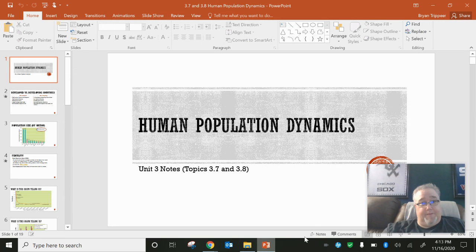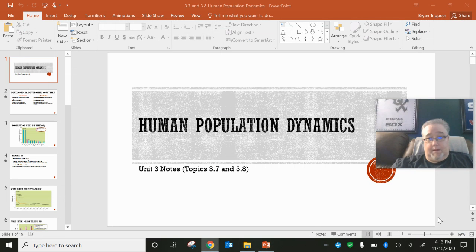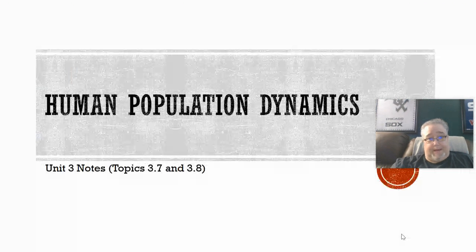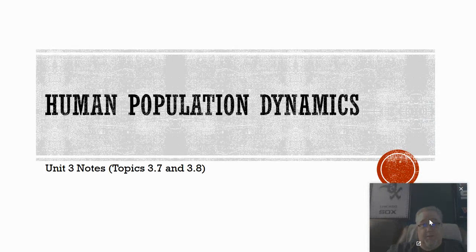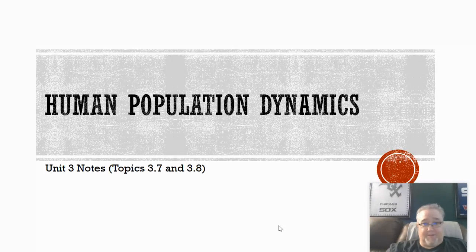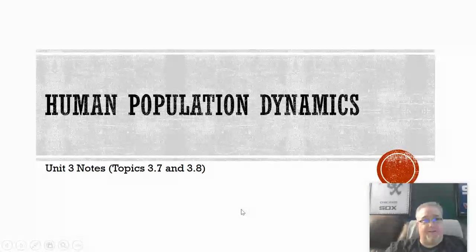All right, AP Environmental. This is Unit 3, Topics 3.7 and 3.8. I'm going to divide this into two short videos. So this is the first of the two. I'm going to go through a lot of statistics and data and graphs in these two videos. So really focus in and pay attention to those things as soon as I get to those.